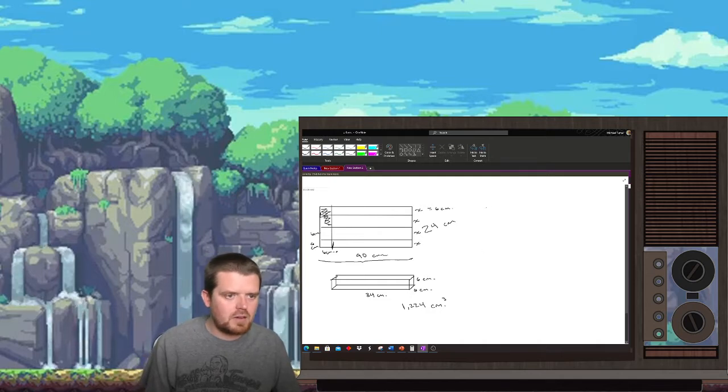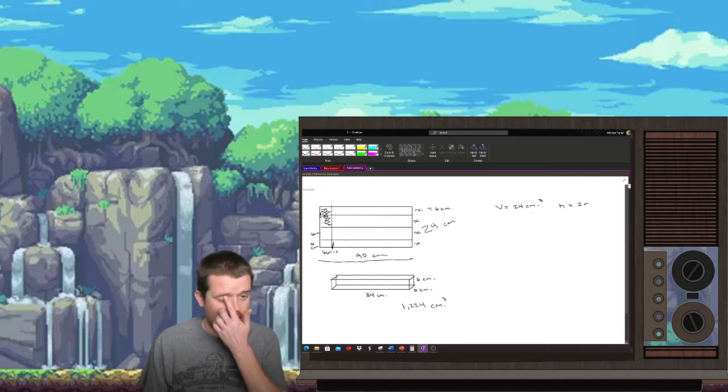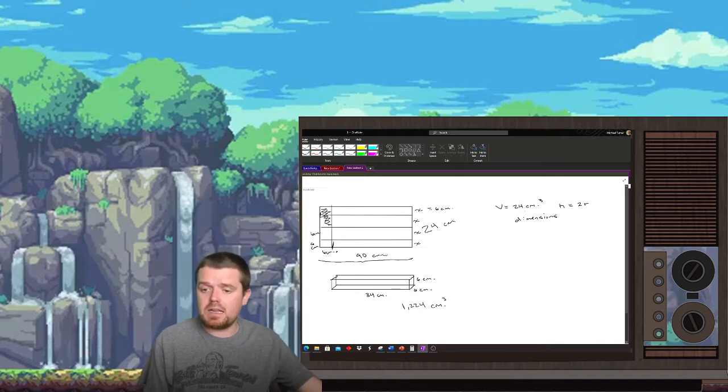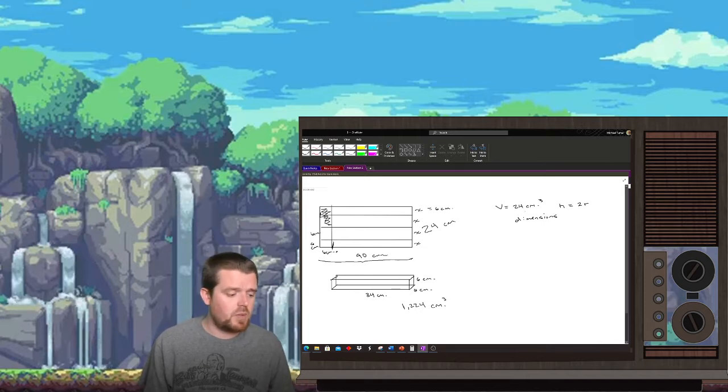We have a candle that has a volume of, say, 24 cubic centimeters. And I'm going to give you dimensions where the height is twice the radius. And I want you to tell me the dimensions. Using this constraint, I want you to tell me what the height is, and what the radius is based on that constraint. That's the key idea. Problem solving with constraints.